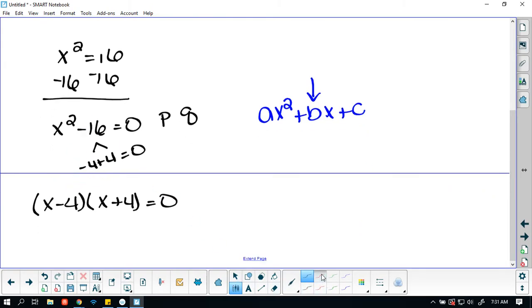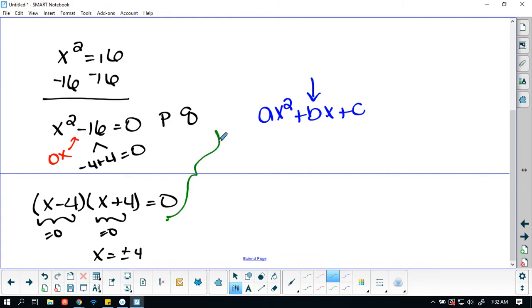Because remember, this right here is 0x, and so this would get rid of my middle term. And then again, setting each of these equal to 0, we get x equals plus or minus 4. So again, what I did here is called difference of squares.